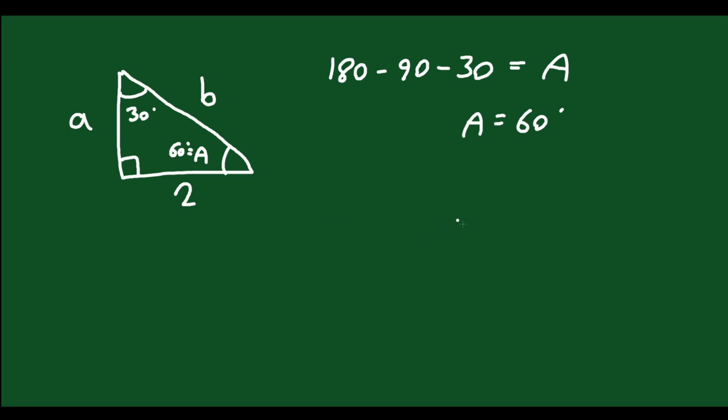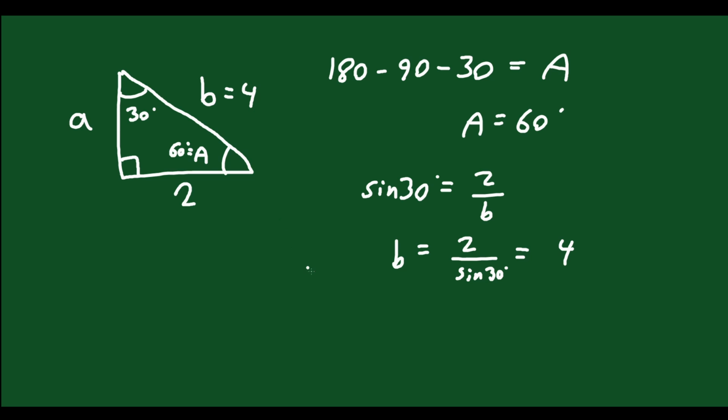And then the next part is, well, okay, I want to find one of these sides. How about I try to solve for side B first, right? Because sine of 30 degrees is equal to the opposite over hypotenuse, so 2 over b. Solve for b. b equals 2 over sine 30, right? You just swap those two terms. 2 over sine 30, that's equal to 4, so b is equal to 4.